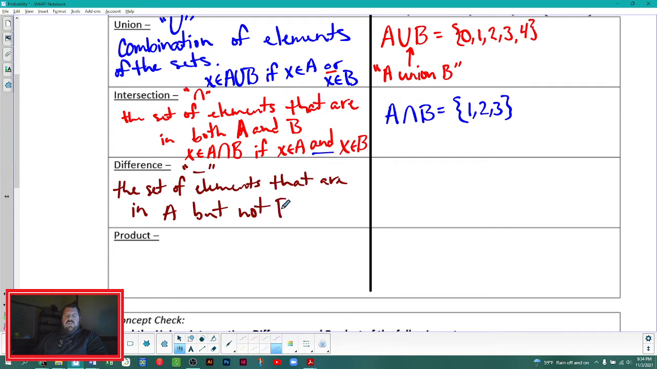Now I am using the idea that we're looking at A minus B as an example. We could look at B minus A, and for that I'd have to flip where I have A and B in that statement also.